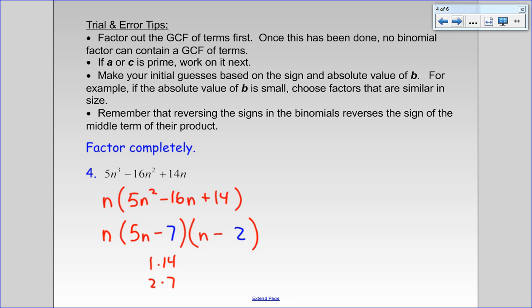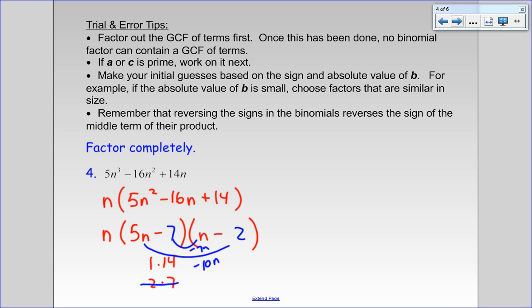now we have 5n times negative 2. That's negative 10n. And then in the middle, in the inside multiplication, we have negative 7n. So negative 10n, negative 7n, total of negative 17, not quite where we wanted to be. We wanted negative 16. Since we have tried both possible locations for the 7 and the 2, we can eliminate that factorization of 14 if we know that it's not correct.